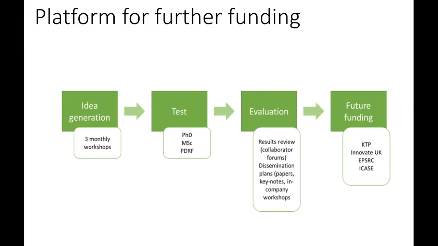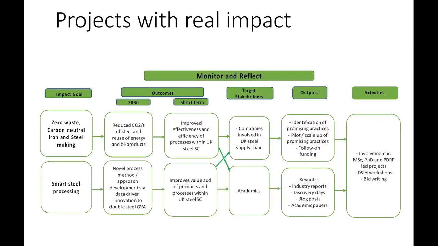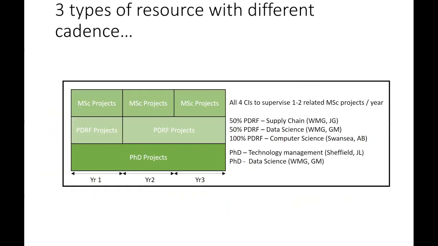So the methodology for this is laid out here. It's all about sort of monitoring, reflecting, looking at the impact and the goals of what we do. Of course, we're looking at zero waste, carbon neutral line steelmaking, and smart steel processing, our 2 grand challenges, and then feeding them through, looking at what the potential outcomes could be, what the short-term outcomes could be, and then actually targeting the stakeholders and developing the outputs through that. We're doing this through 2 PDRAs based at Warwick and a 3rd PDRA researcher based at Swansea, and we're also bringing in MSc students as well. Plus, I think there's 1 or 2 PhDs currently associated with this project.